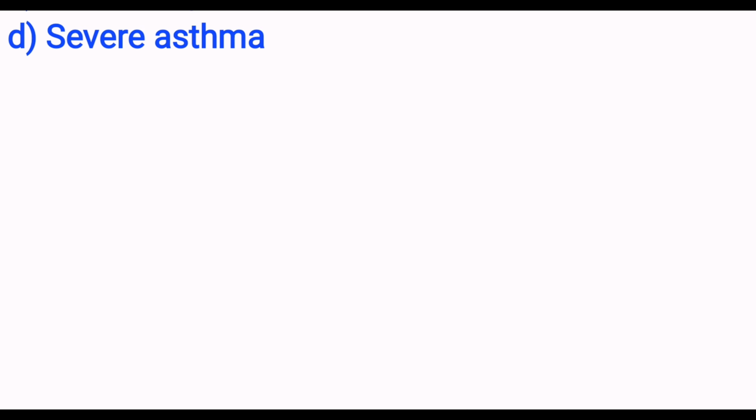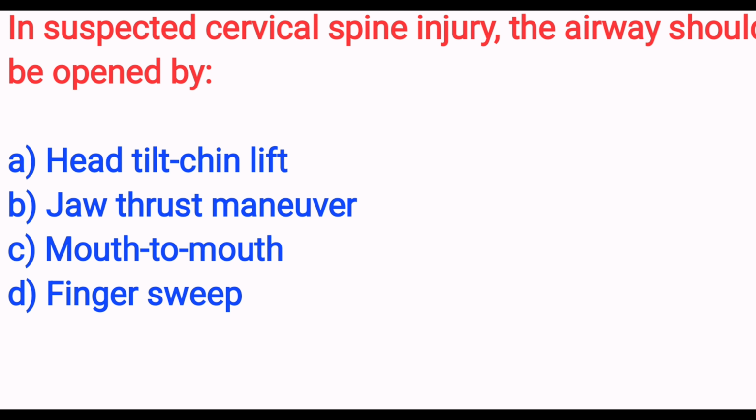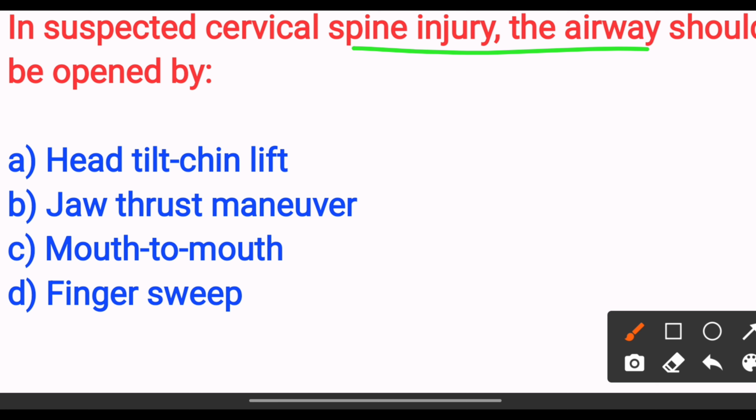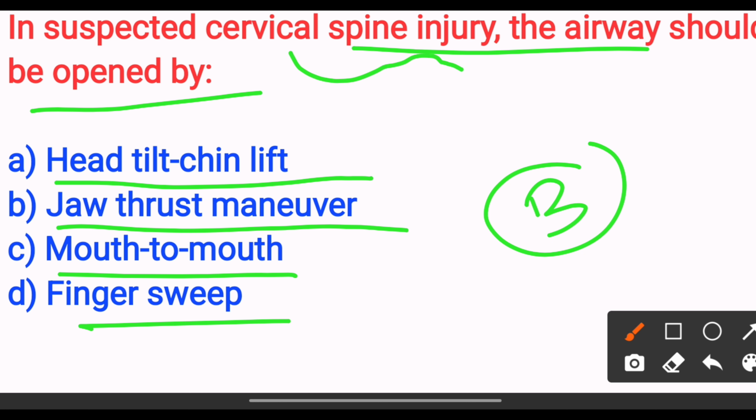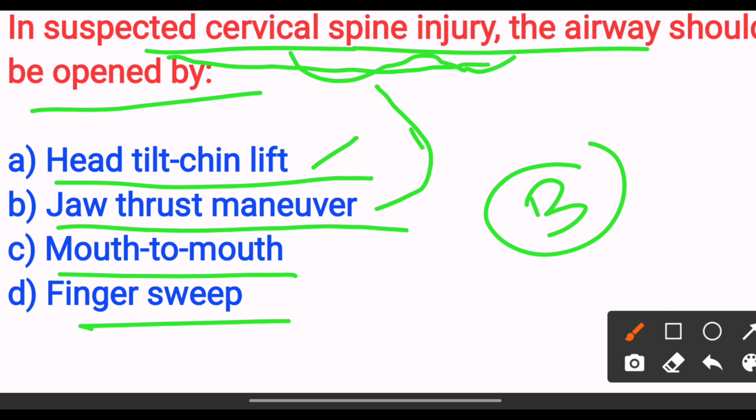Next, in suspected cervical spine injury, the airway should be opened by option A, head tilt chin lift, option B, jaw thrust maneuver, option C, mouth to mouth, option D, finger sweep. The answer is option B. If there is no cervical spine injury suspected, then we can do the head tilt chin lift. But when cervical spine injury is present, we use the jaw thrust maneuver. So the answer is option B.